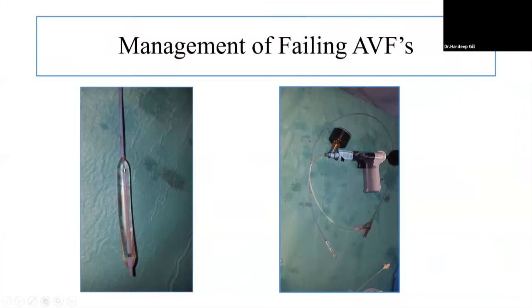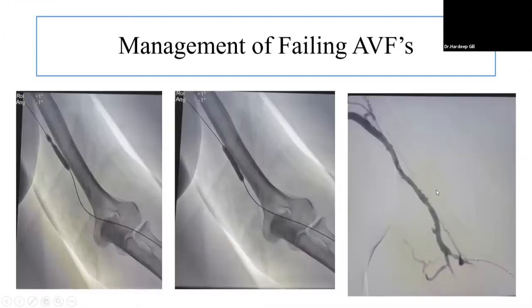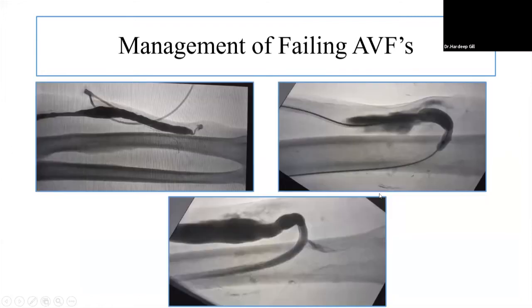So that's a balloon with the inflation device. And then you do an angioplasty, and you can see that the stenosis is cracking. Inflate the balloon for at least 2 to 3 minutes, and a completion angiogram shows resolution of the stenosis.